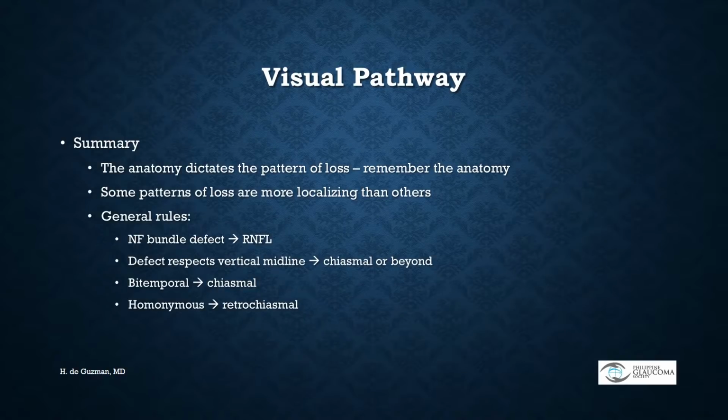So it's very important to remember the anatomy because this will help us figure out where the lesion is. Some patterns of loss are more localizing than others, and others are more generalized or non-specific. And in general, nerve fiber bundle defects would indicate an RNFL defect. Defects that respect the vertical midline are chiasmal or beyond. If it's bitemporal, then it's chiasmal, or if it's homonymous, then it's retro-chiasmal.